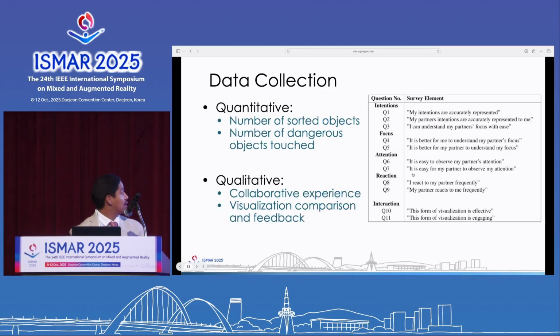So understanding this, we developed some data collection metrics for the task itself, in which we collected the number of objects sorted, the number of dangerous objects touched, and for qualitative, we collected a collaborative feedback survey, which provided us with participants' intentions, focus, attention, reaction, and interaction throughout the task while they were engaging with the different visualizations themselves. And finally, we collected a visualization comparison and feedback survey at the end of the whole study. So there were 4 conditions in total, so it was within subjects, and we collected the collaborative survey after each condition itself and the final visualization comparison survey at the end of the whole study.